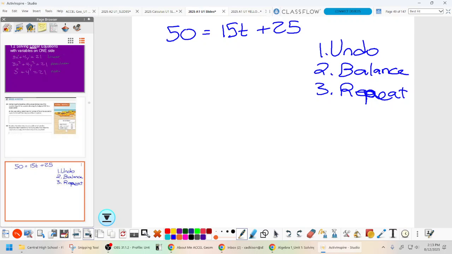So I agree. I like to use the phrase get rid of also. And that's what I mean by undo. I mean get rid of. So I want to get rid of the 25 and it says plus, so minus 25 does that. That's what I mean by undo. Okay, what do I mean by balance then? Balance. Sometimes thinking of a seesaw or teeter-totter or whatever.